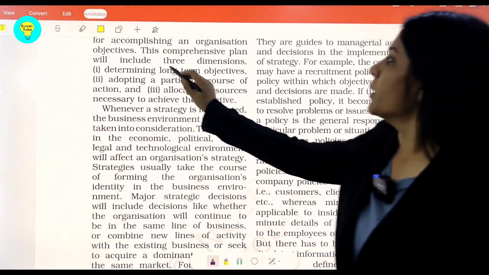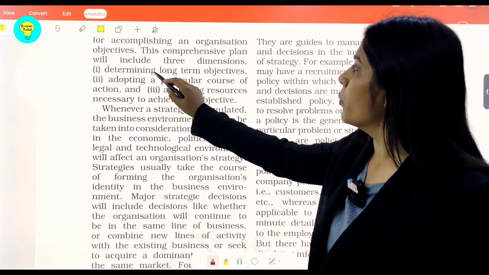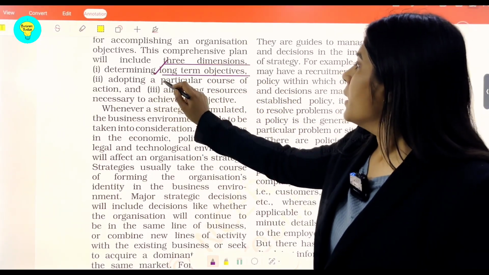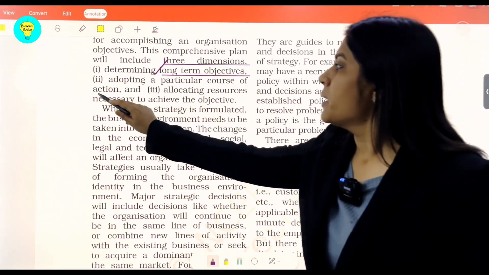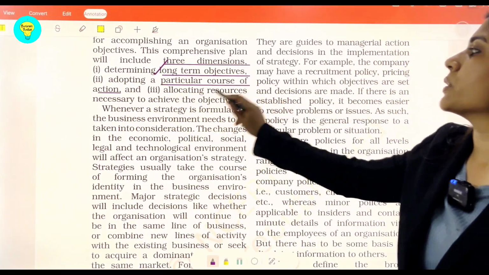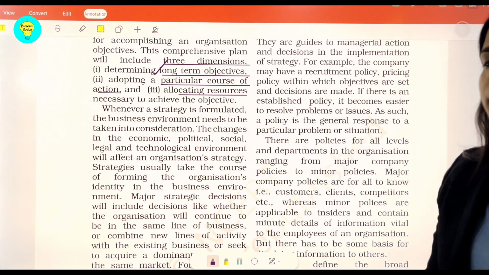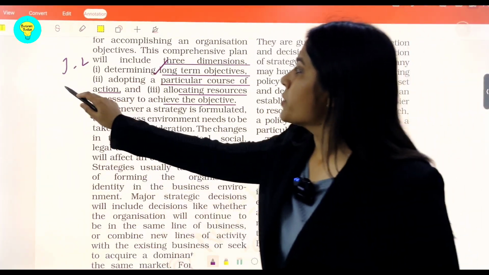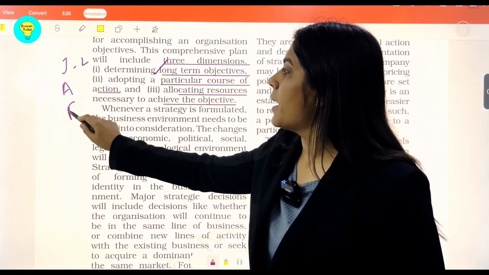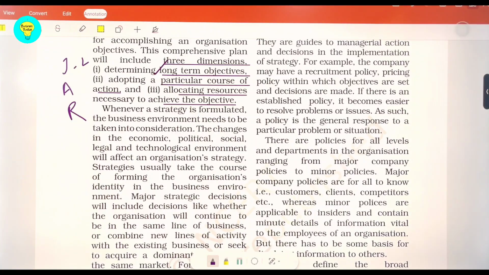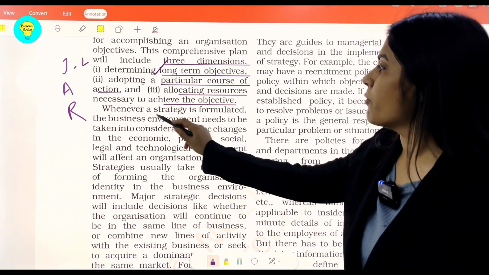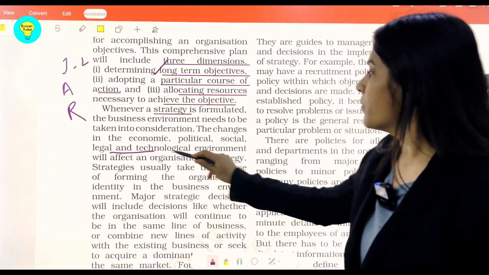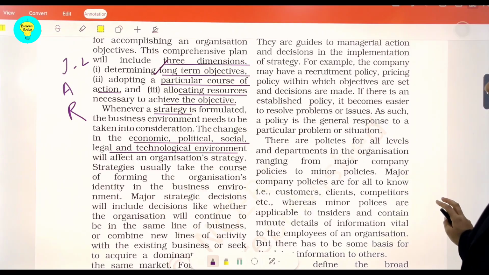It includes 3 dimensions. This is talked about in NCERT. Number 1, it denotes the long-term objectives of the organization. It leads to a particular course of action, and it allocates necessary resources to achieve those objectives. So, here 3 things have been talked about. One is regarding the time period, that is longer in duration, then courses of action, and for taking such actions the allocation of resources for achieving the objectives. And these strategies are formulated keeping in consideration the PESTLE, different dimensions of the organization's environment.